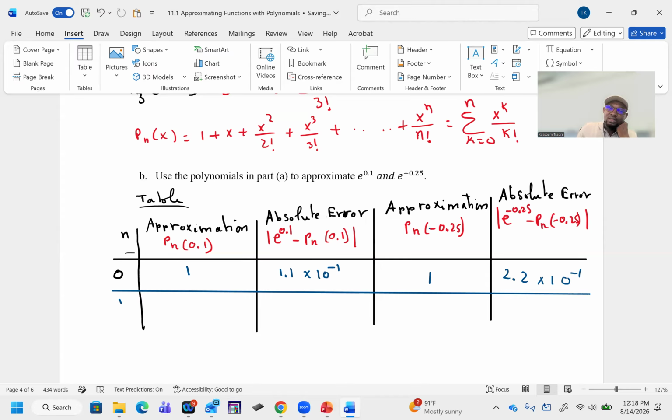When n is 1, p sub 1 of 0.1 will be 1.1. And the absolute error will be, use your calculator, 5.2 times 10 to the power of negative 3. And p sub 1 of negative 0.25 will be 0.75. And the absolute error of that will be 2.9 times 10 to the power of negative 2.